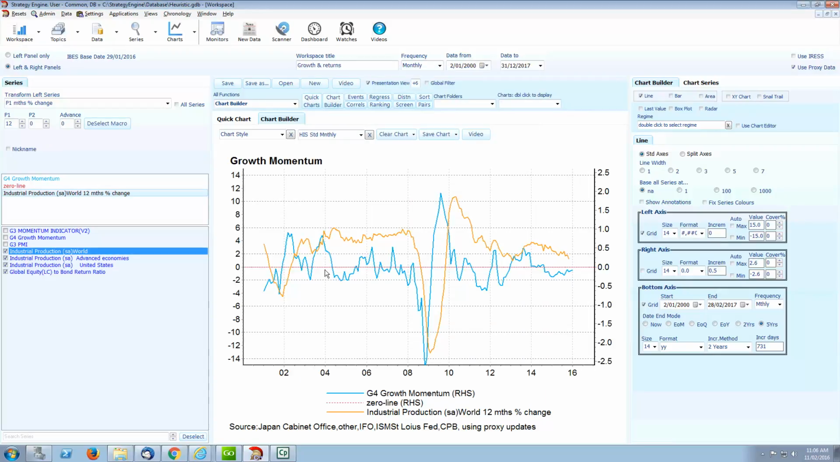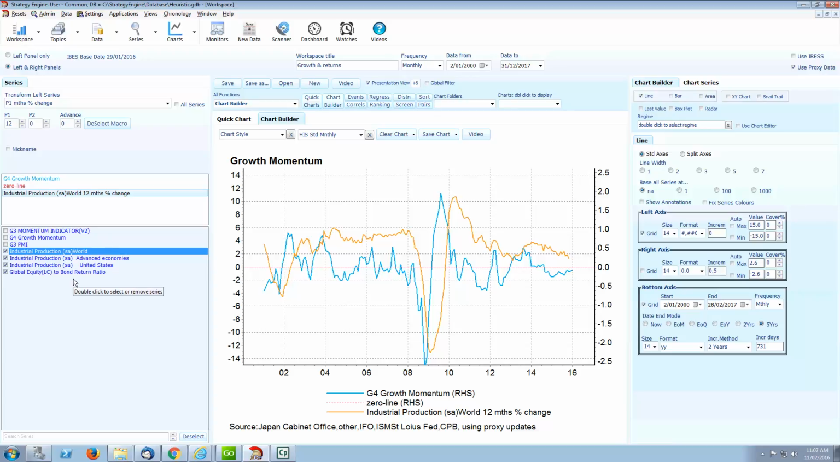So typically what happens is when this blue line, which is the momentum line, pushes above zero, as we saw here back in say 2013, the rate of global growth tends to pick up. And so what we've seen, as I mentioned already, over the past 12 to 18 months, it's been below zero, and global growth has been sliding in a very slow and gradual fashion.